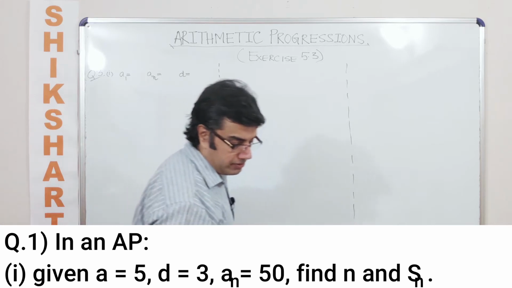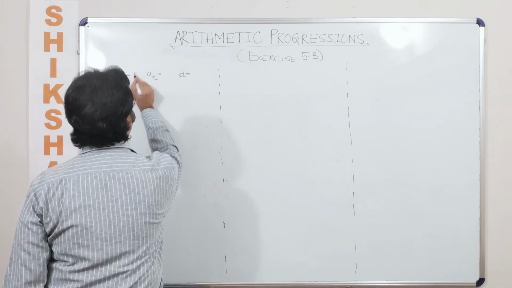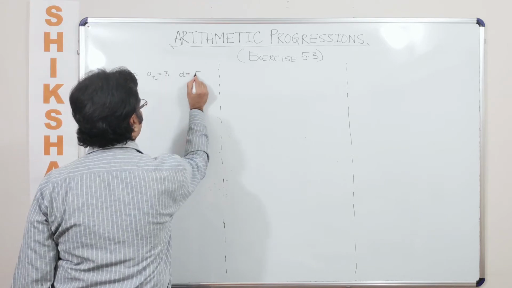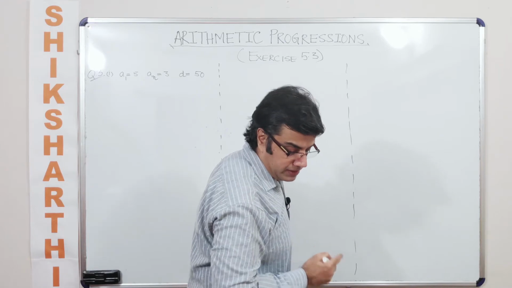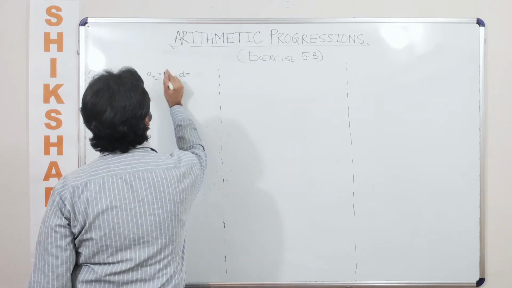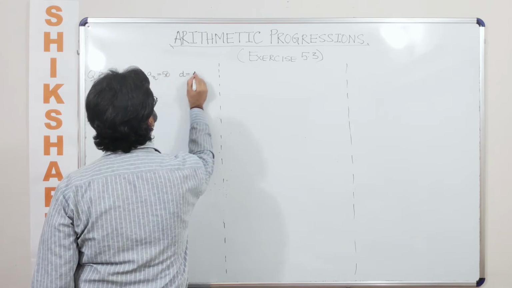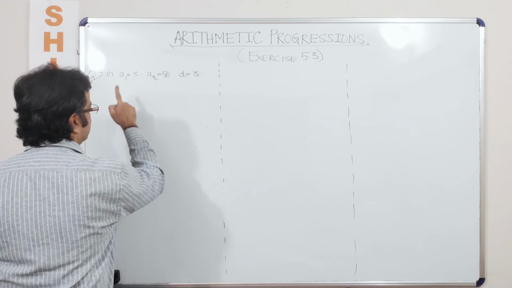So the first term that they have given to you here is 5, 3 and 50 is what they have given. First term is 5, the common difference is 3, the nth term is 50. And then we need to find out the number of terms and the sum of the terms.